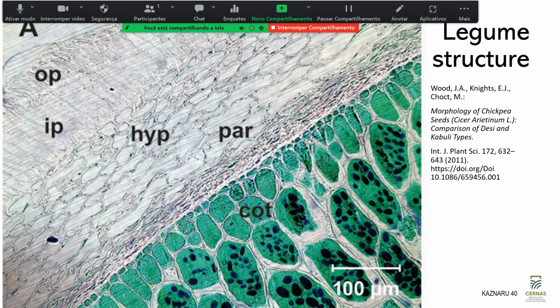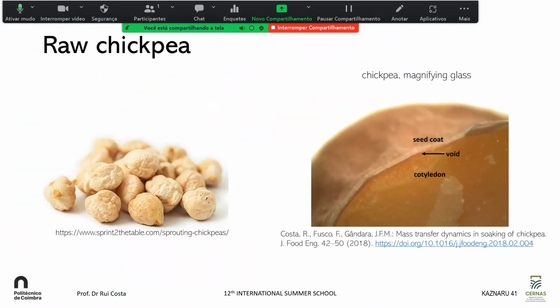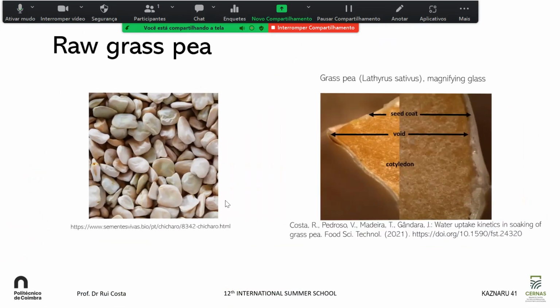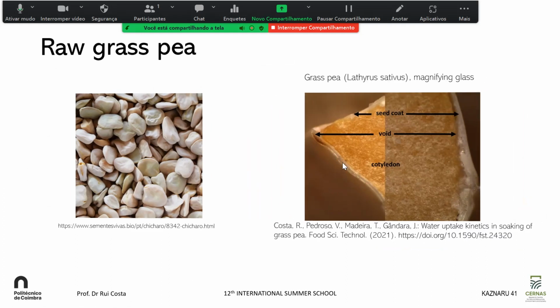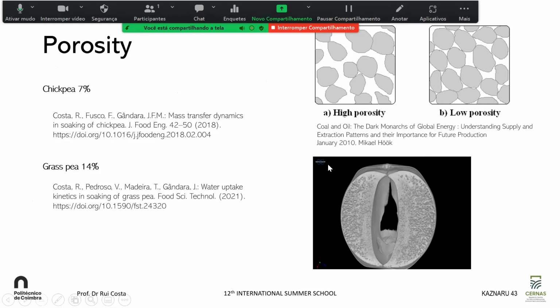What will happen? How will the water go in? So here we still have some pictures. You can see, with the magnifying glass, spaces between the skin and the cotyledon. This is for the chickpea. This is for the grass pea. See here a picture on the left of grass pea. The same thing, some voids. And still inside of the cotyledons there are air spaces because these products are dried.